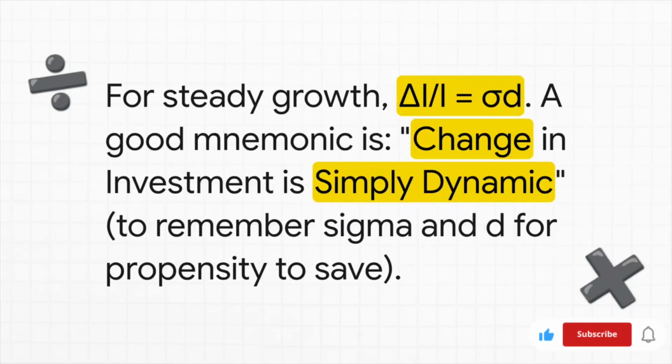So Domar's big conclusion was that for the economy to stay on an even keel, the growth in our income has to perfectly match the growth in our ability to produce. His formula basically says that the rate of investment growth has to equal sigma, which is the productivity of capital, times S, the savings rate. And hey, another mnemonic for you. Change in investment over investment is simply sigma S, to help you remember the sigma and the S for savings.